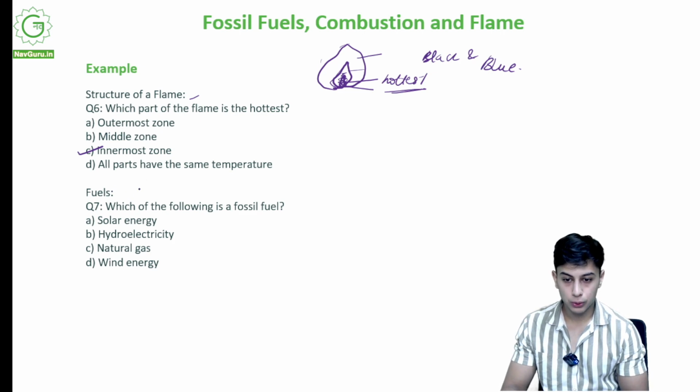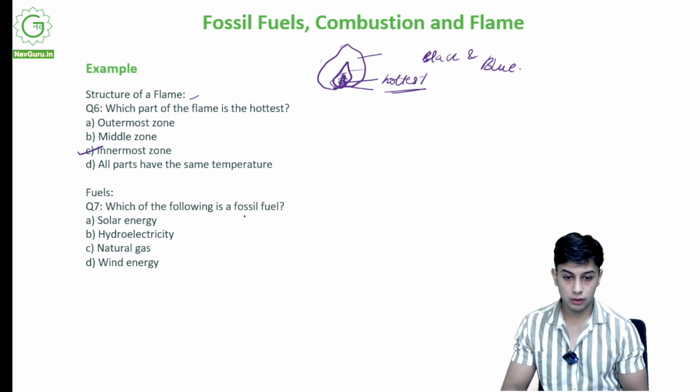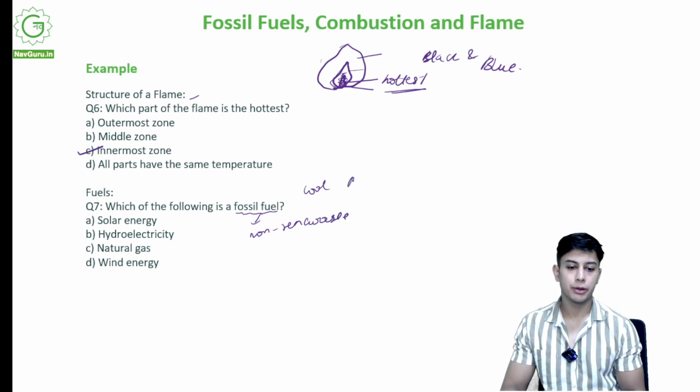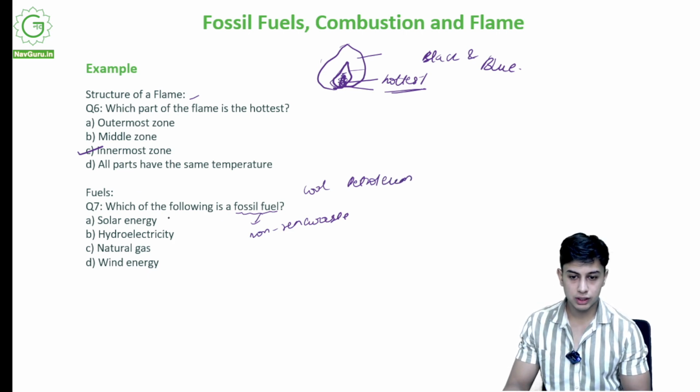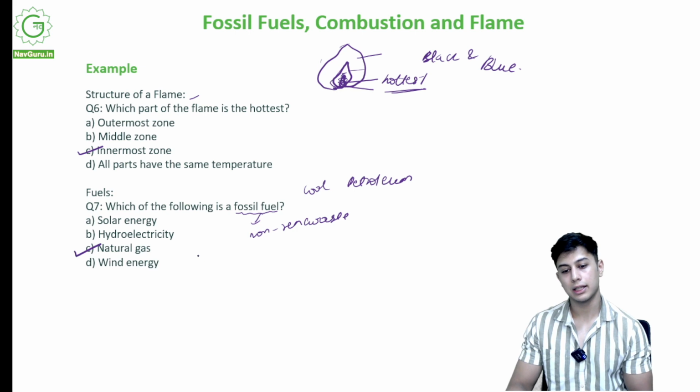Now we come to fuels. Which of the following is a fossil fuel? Fossil fuels are non-renewable. What were fossil fuels? Coal, petroleum, derived from fossils. So which of the following is a fossil fuel? Solar energy, hydroelectricity, natural gas, wind energy. Correct answer is natural gas.